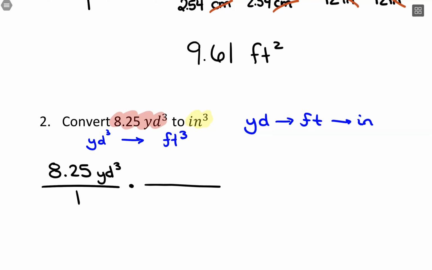So, I want to cancel out yards. I'm going to have feet. And it's that there are 3 feet in 1 yard. And then what I want to do is cube them. So everything gets an exponent of 3. And with that, those cubic yards will cancel out with each other. And we're left with cubic feet.